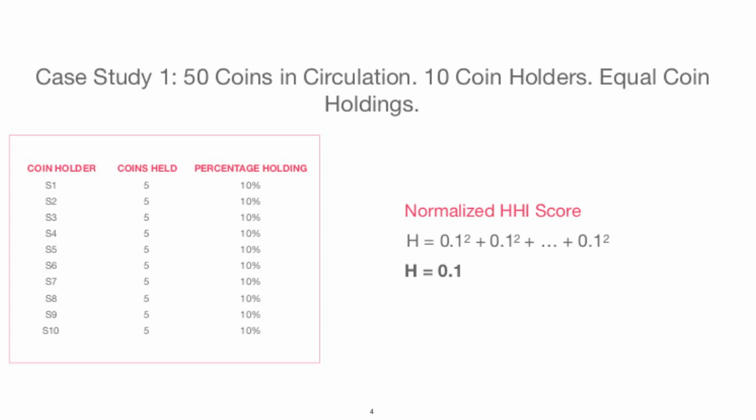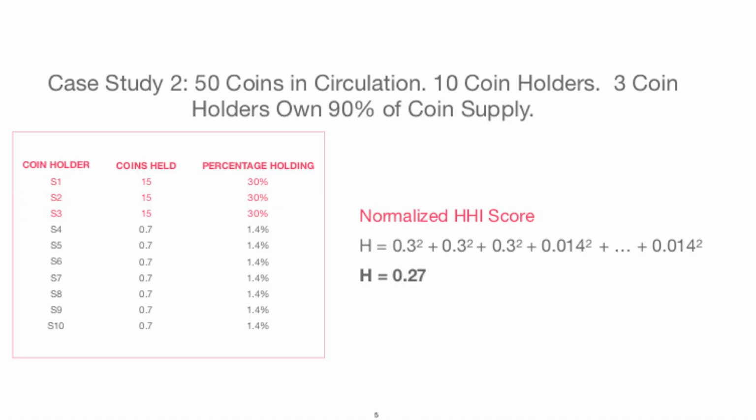Let's talk about the three case studies. We would love to highlight the different risk concentrations and how they will play out. In the first case study, let's say there are 50 coins in circulation. We have 10 coin holders, and everyone has an equal amount of coins, so 5 coins are held by each person. Their holding becomes 10% each, and if you do the HHI calculation, the HHI score comes to 0.1.